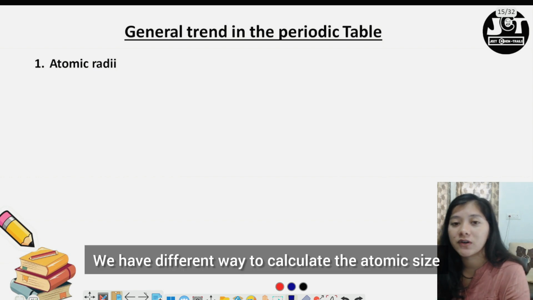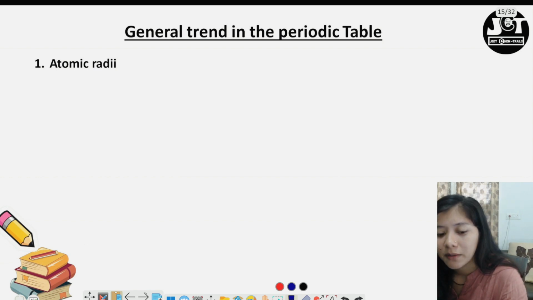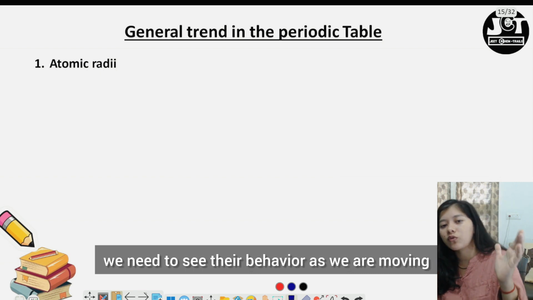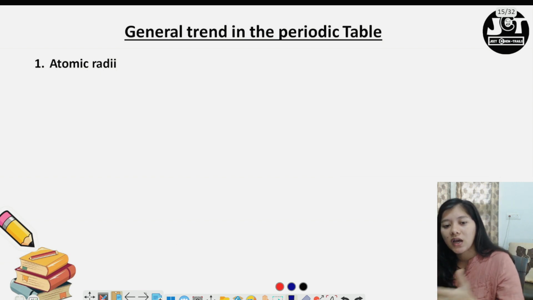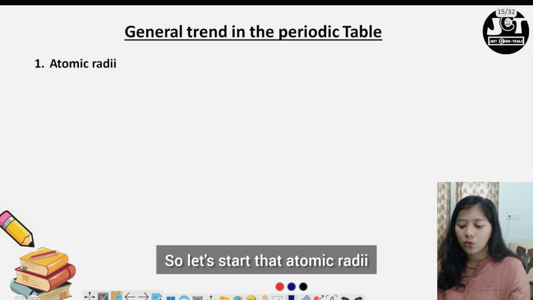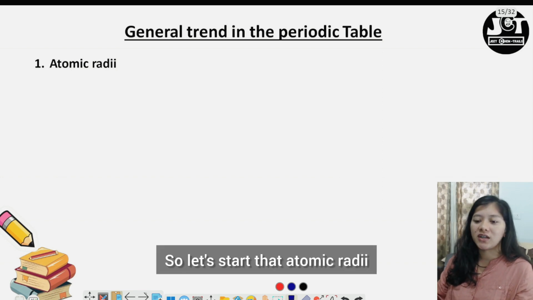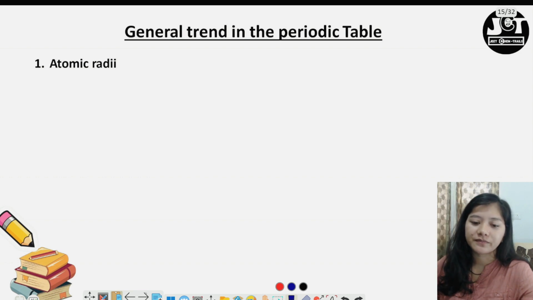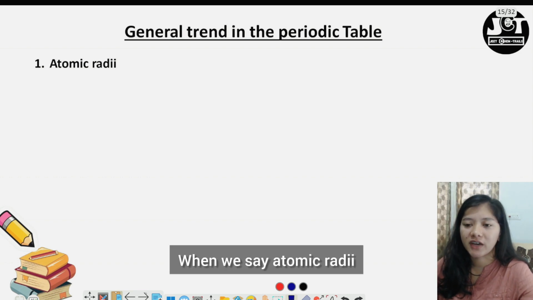We have different ways to calculate the atomic size, but because we are right now talking about trend, we need to see their behavior as we are moving left to right in a period, and up to down in a group. So let's start with atomic radii. What do you think about that? When we say atomic radii, what comes to your mind?